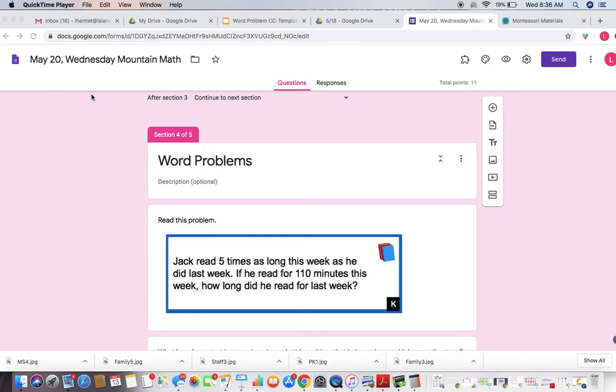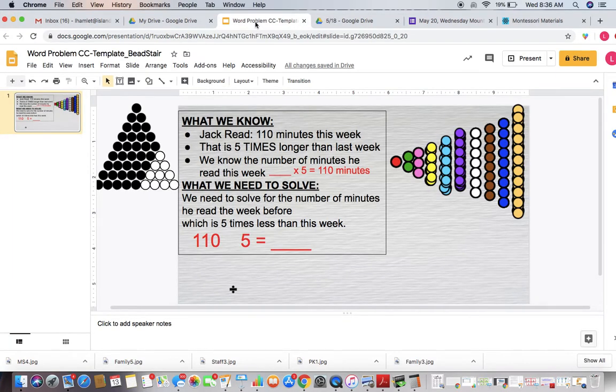Okay, so in our second word problem today, we have the information that Jack read 5 times as long this week as he did last week. If he read for 110 minutes this week, how long did he read for last week? So the first thing I'm going to do is take you to my screen.